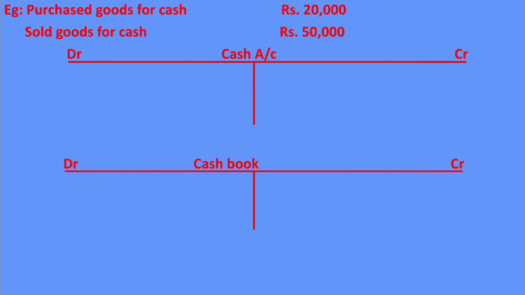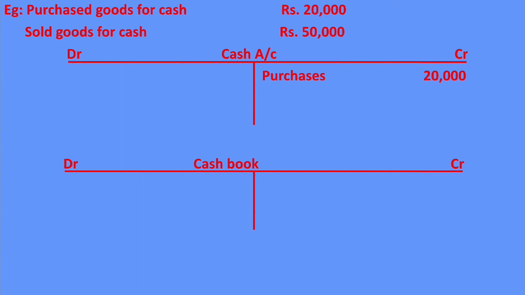Purchased goods for cash. Then the journal entry: purchases account debited to cash account. Purchases is an expense. Here the expense increased, so we can debit purchases account. Cash is an asset. Here the asset decreased, so we can credit the cash account. Now we can post this entry to the cash account. Here the cash account is credited, so we post this entry to the credit side of the cash account. There we write the other account's name, meaning the account which is debited in that journal entry. Here it is purchases. Then on the credit side we write purchases account 20,000.